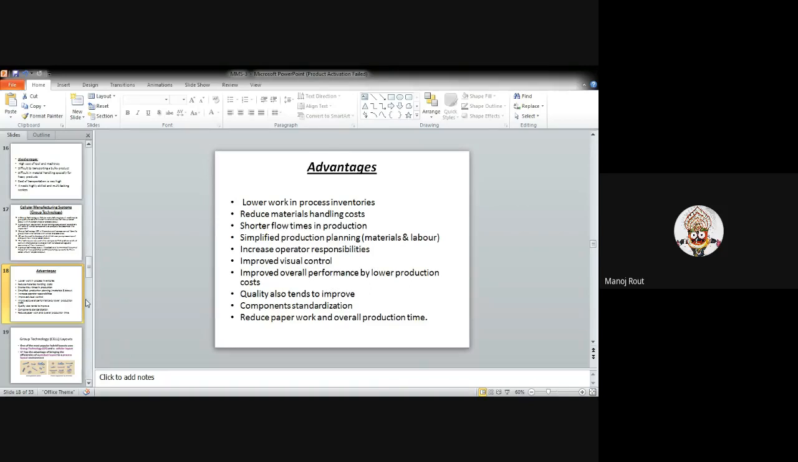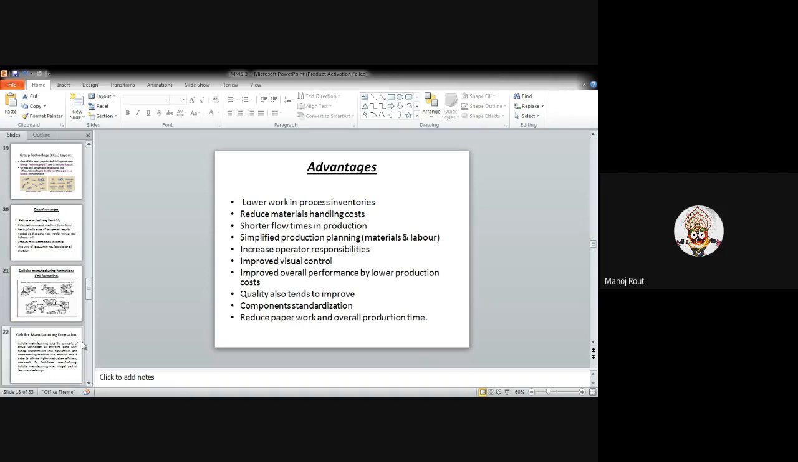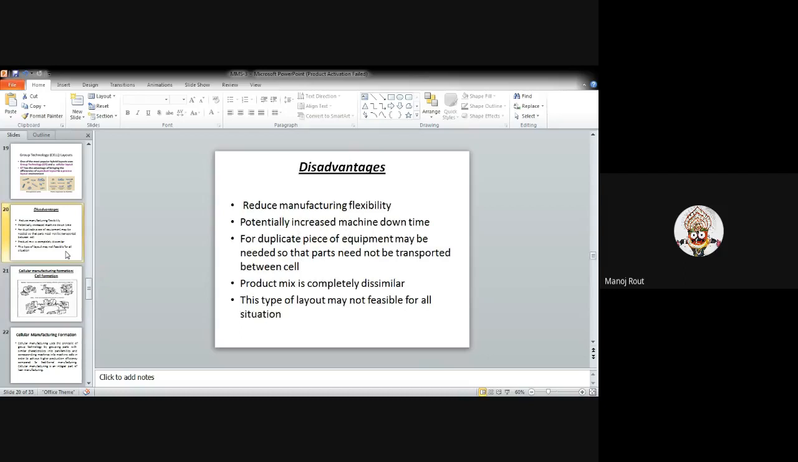The next one is the disadvantages. It reduces manufacturing flexibility. If you group combinedly, it also reduces the flexibility in manufacturing. It potentially increases machine downtimes. And the next point, duplicate pieces of equipment may be needed, so that the parts need to be transported between one cell and other cells.